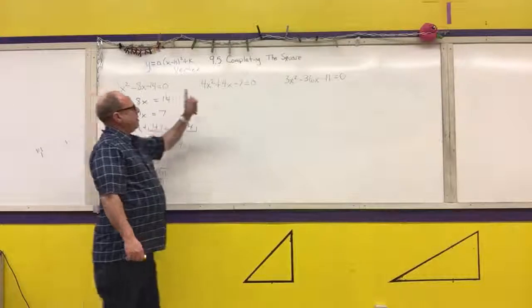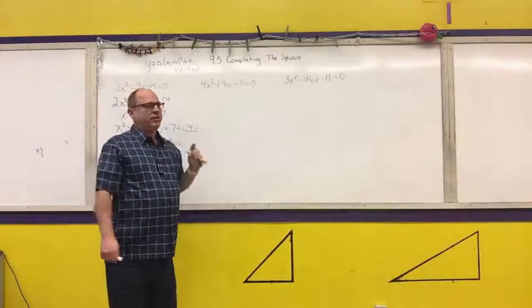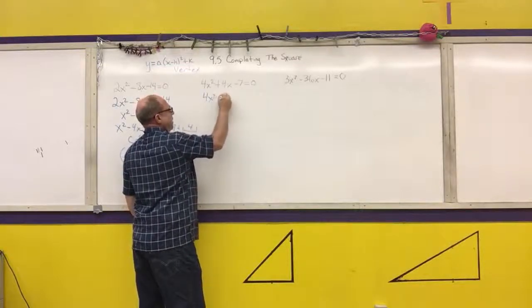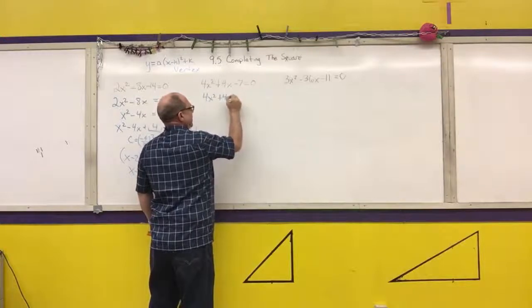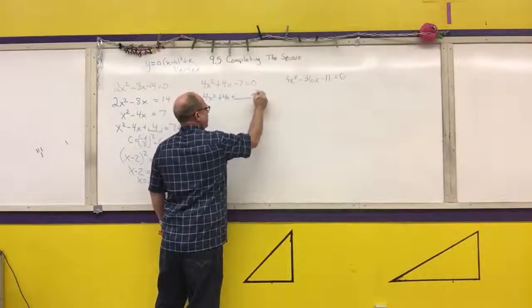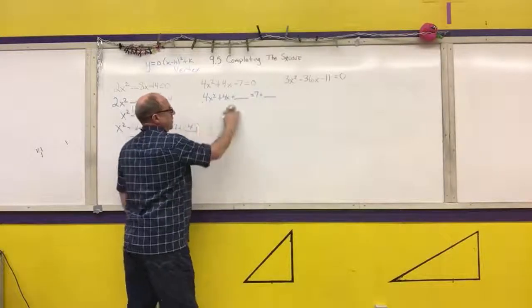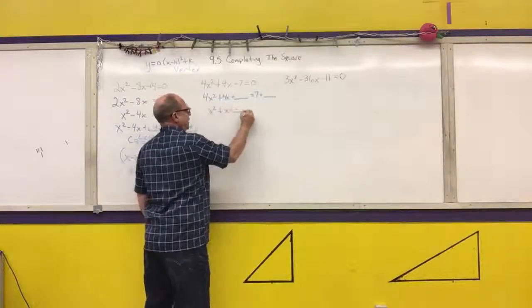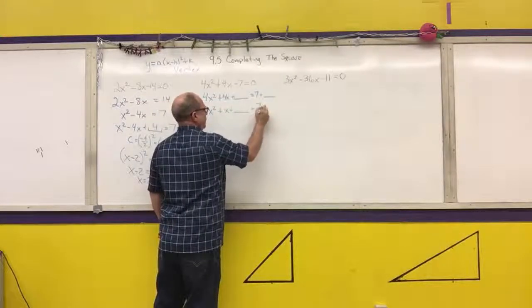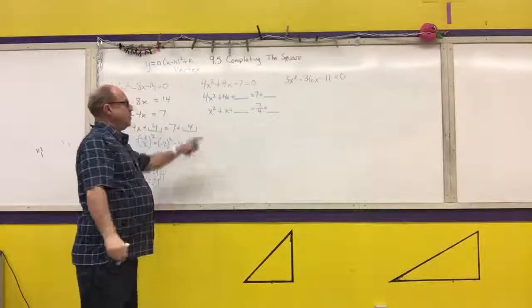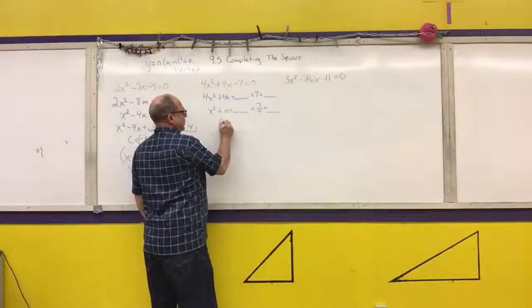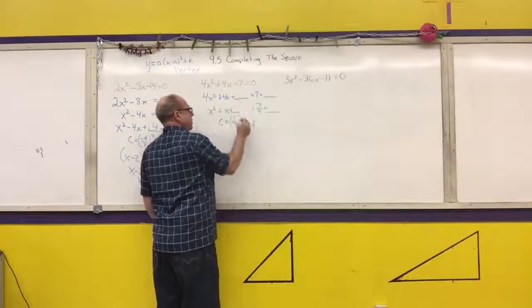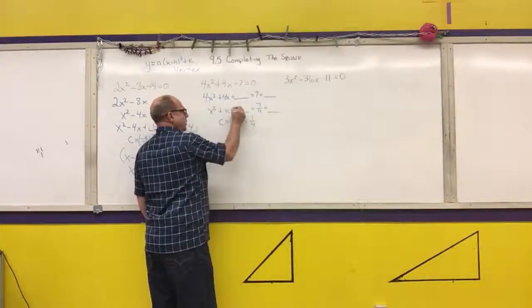I have 4x squared plus 4x minus 7 equals 0. Add the 7 to both sides. That's 4x squared plus 4x plus blank equals 7 plus blank. Divide everything by 4. So I have x squared plus x plus blank equals 7/4 plus my blank. Find out what my c is. C is equal to b over 2 squared, which is 1/4. So I put a 1/4 up here and a 1/4 right here.